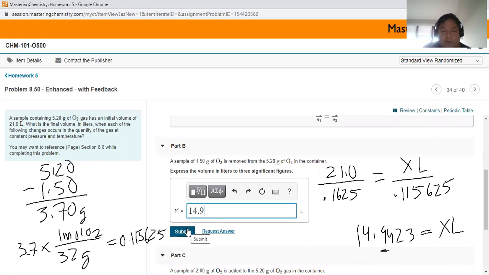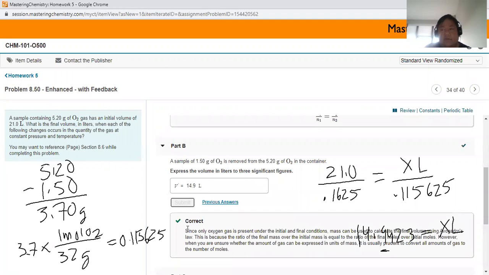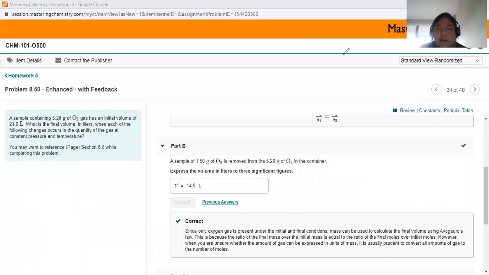So let's double check, make sure I didn't make a mistake in my math. And yes, that's how we do it. Just make sure that you're paying attention to whether you are dealing in mass or moles. Whenever you do any of these calculations, if it's going to be moles, you have to convert your grams to moles.